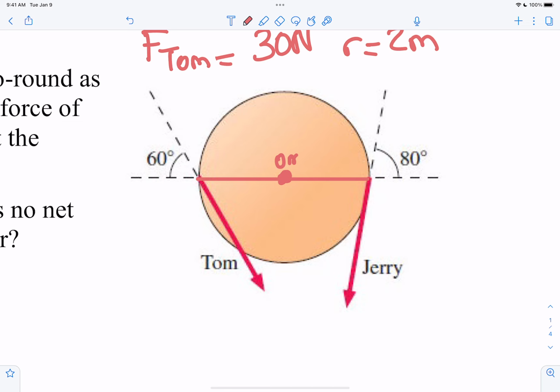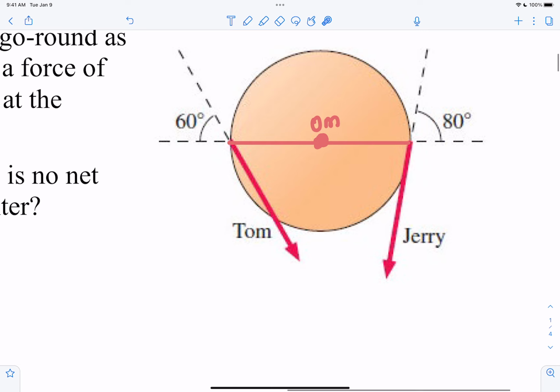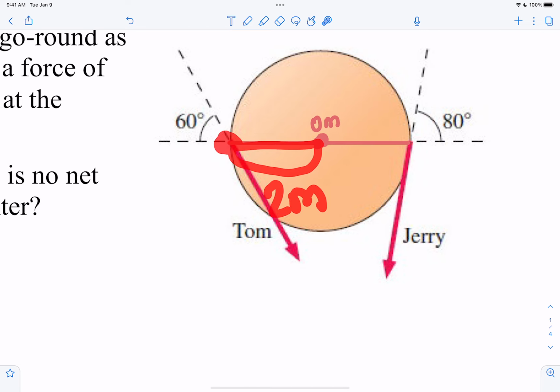That's the axis. So this would be 0 meters. And then your radius, your radial line being 2 meters, that would mean that 2 meters is here, right? To the left, that's Tom's position, and 2 meters there, that's Jerry's position, right? And we don't denote it like -2 or +2, it's just 2. So just 2.